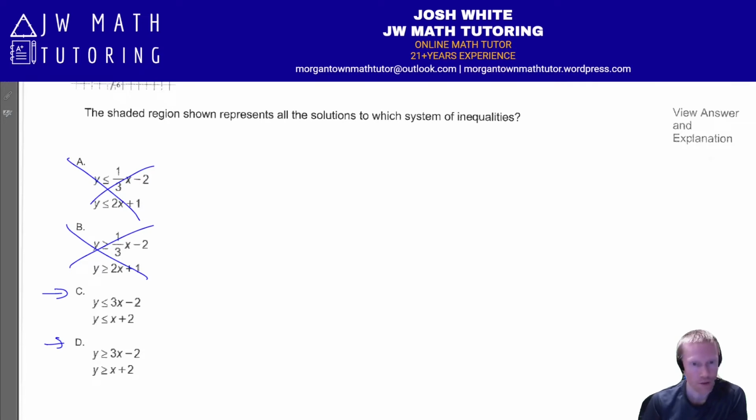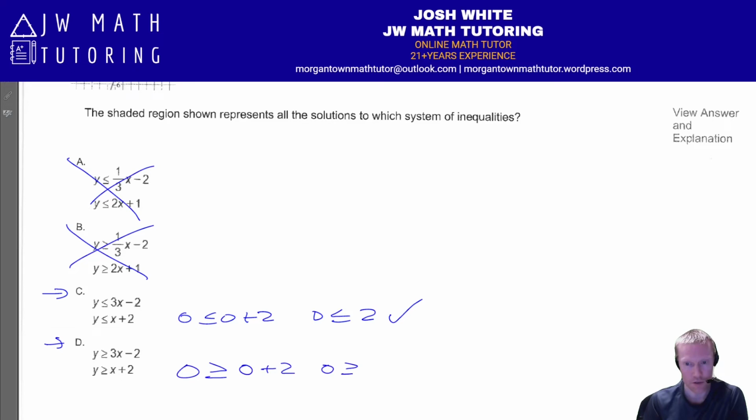So notice if I go to C and I plug it in, I get 0 is less than or equal to 2. That does work, which would indicate that for this answer choice, 0, 0 would be shaded. However, if I look at answer choice D, I get 0 is greater than or equal to 2. That is false. That indicates that 0, 0 is not in the shading or not in the solution set. So therefore, the correct answer to this one is going to be letter D.